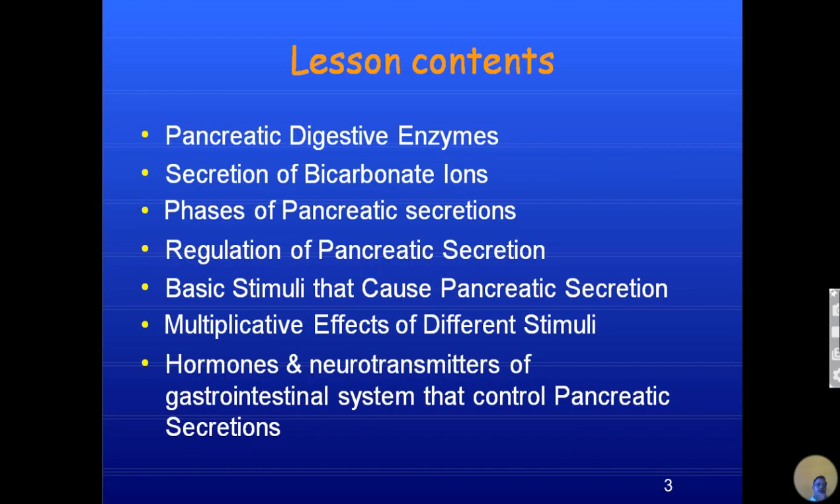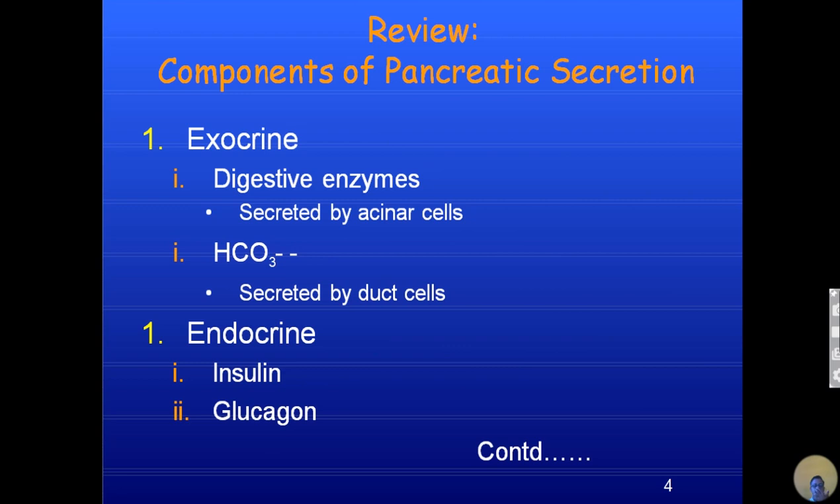So pancreatic secretion. What actually do we need to learn in this? The digestive enzymes, secretion of bicarbonates. What are the phases? What is the regulatory part of that? Actually, this topic is very small.